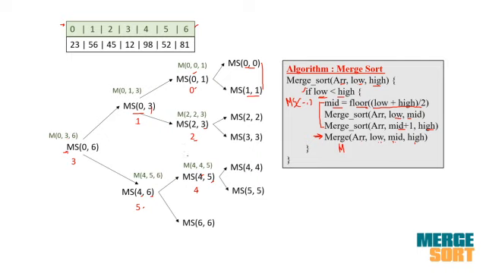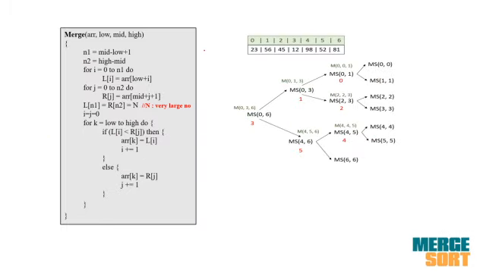Now let's see what the merge operation does here. I'm going to get into this shortly, but before that, this is what we have done so far, and there are actually 6 merge operations. So now M001 has to work with 2 arrays, each containing 1 element. This has 23 and this has 56.